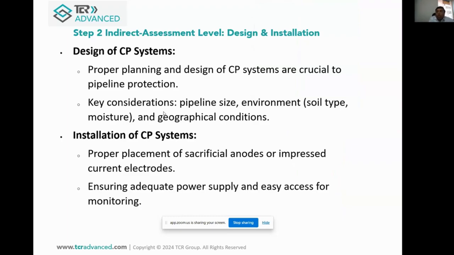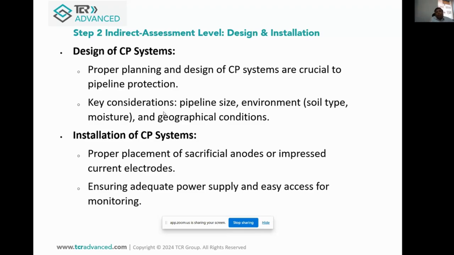So now, before going to cathodic protection design of CP system, why is it important? We need to have proper planning, and design of CP systems is crucial to pipeline protection. A good design will give you a life of 40 years. If the design is not correct, or if you have made some mistakes in your remoteness calculations or current attenuation calculations, then it may fail. Wrong selection of anode bed can also lead to a pre-designed failure. And the considerations are pipeline size, the environment, as I told, soil type, moisture, and geographical conditions.